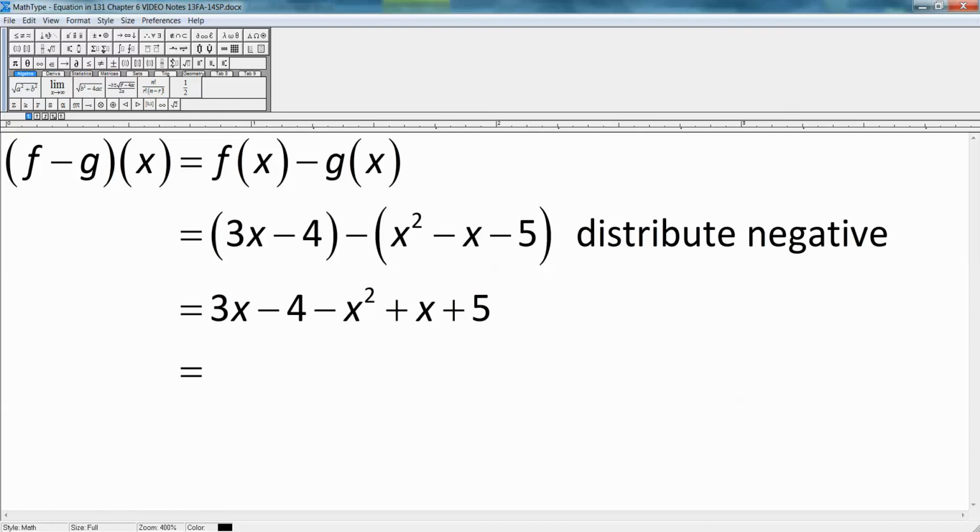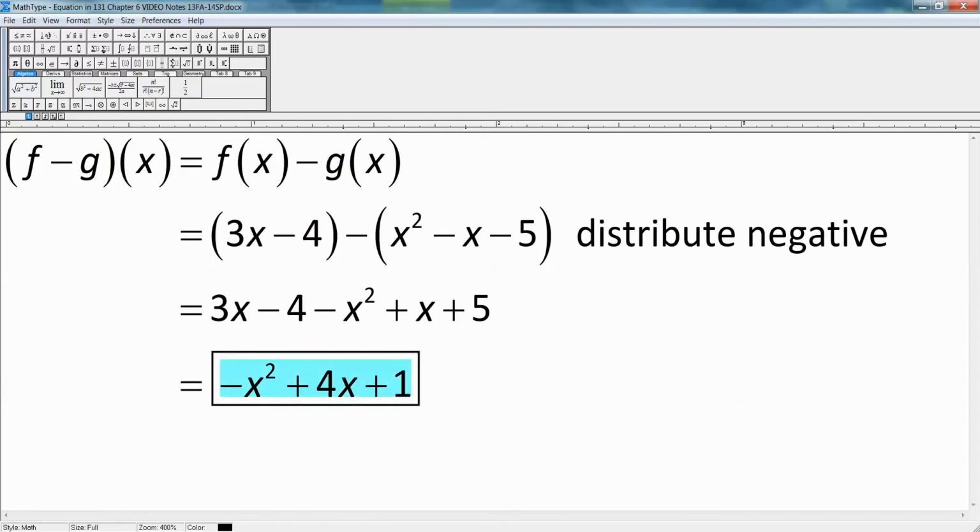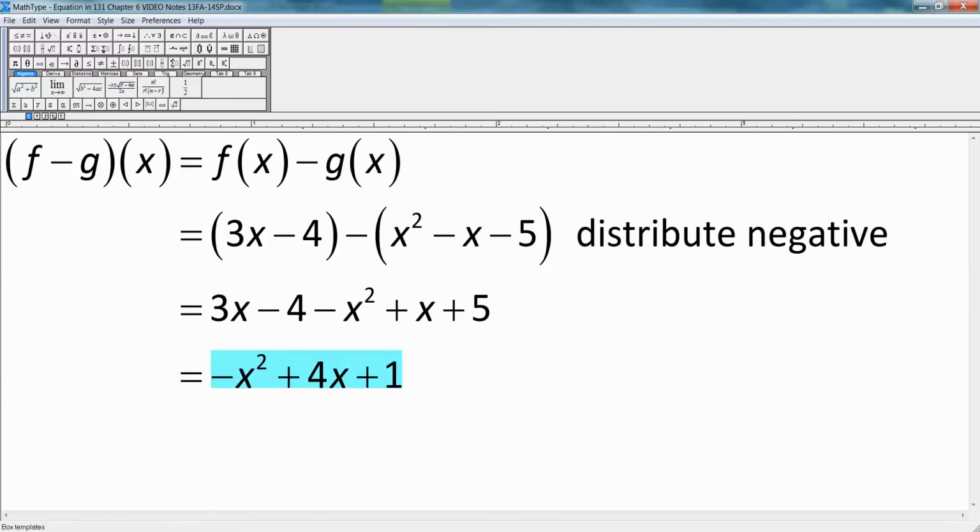Once we're here, then it's a pretty straightforward combining like terms problem. So we have minus x squared, then we have 3x and x. Those two together would make 4x, so plus 4x, and then plus 1, because minus 4 plus 5 makes plus 1. And there we go. I better not box that because that's not actually the answer. Let me underline it.